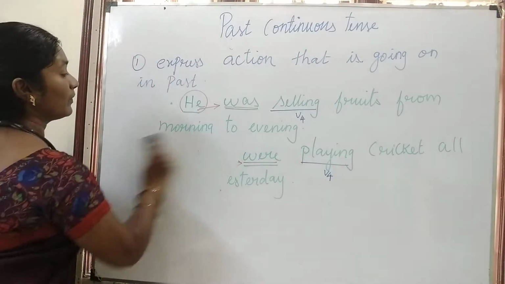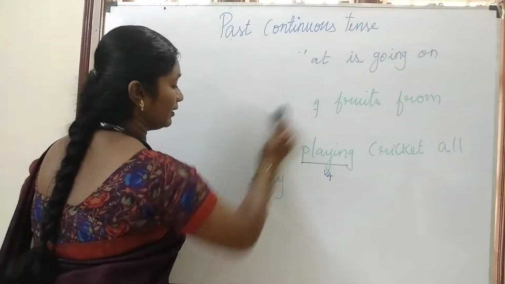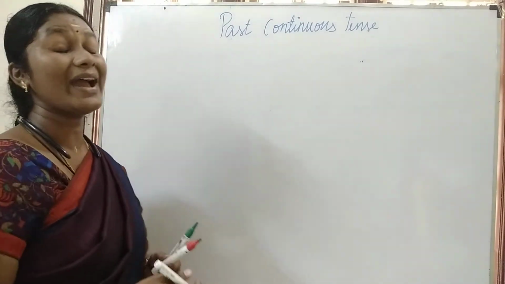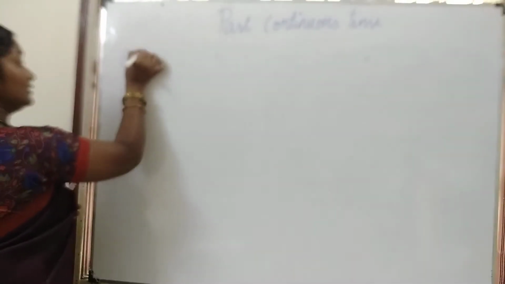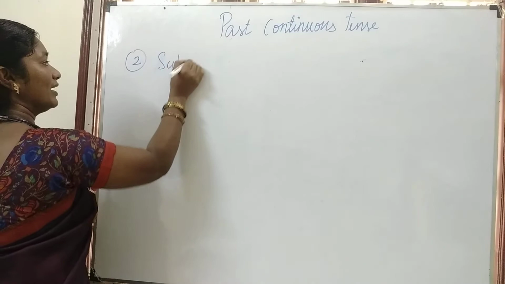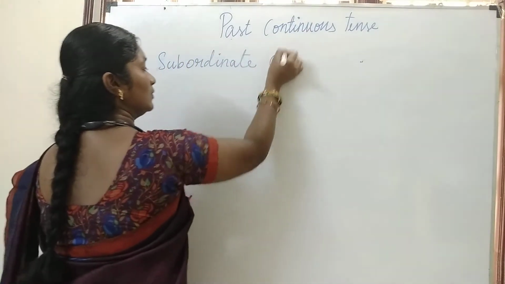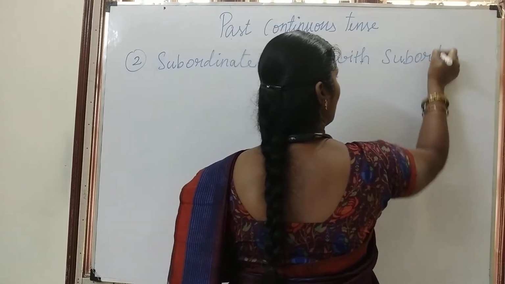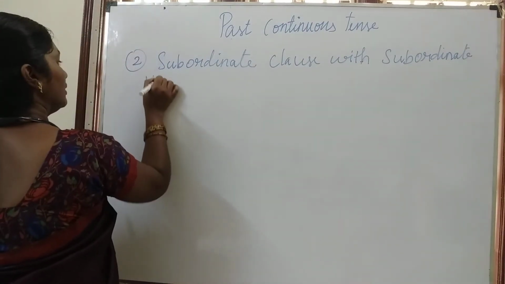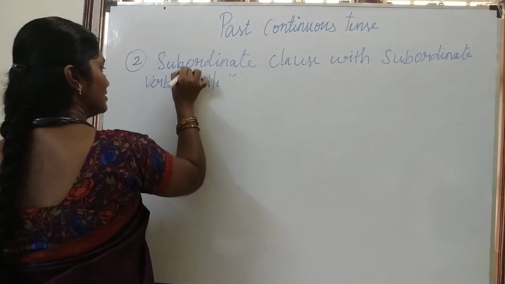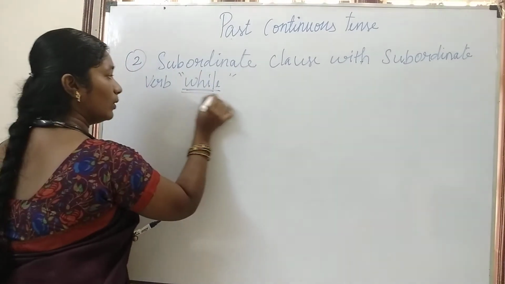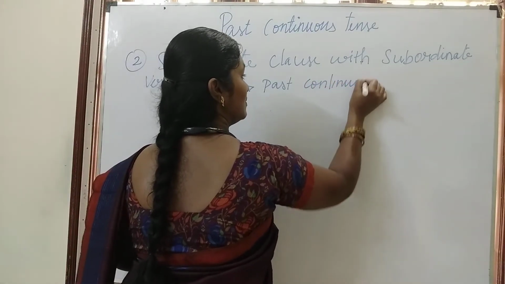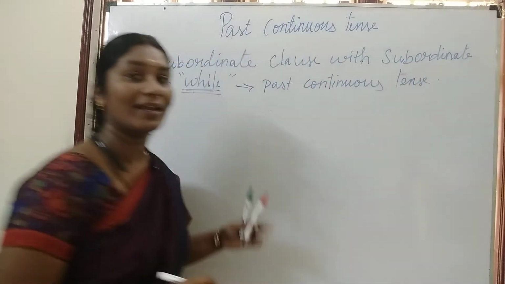And the second rule is when a sentence begins with a subordinate clause with a subordinate conjunction like while. If the sentence begins with the subordinate clause with the word while, we have to use past continuous tense. So only in this situation, when the sentence begins with the subordinate clause with while, we have to use past continuous tense. Let us see it with an example.